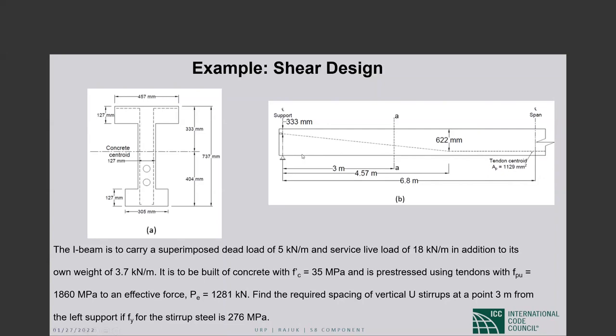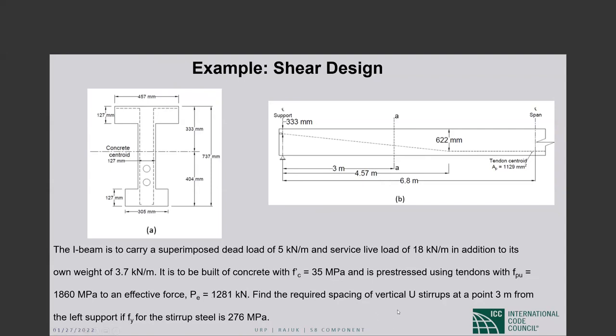This is not really conforming to the centroid. It is draped all the way up, so this will cause additional positive moment at the support. Loads are given to us: superimposed dead load of 5 kN/m, service live load of 18 kN/m, and so on. f'c is 35 MPa, and f_pu of the tendons is 1860 MPa, with effective pre-stress.